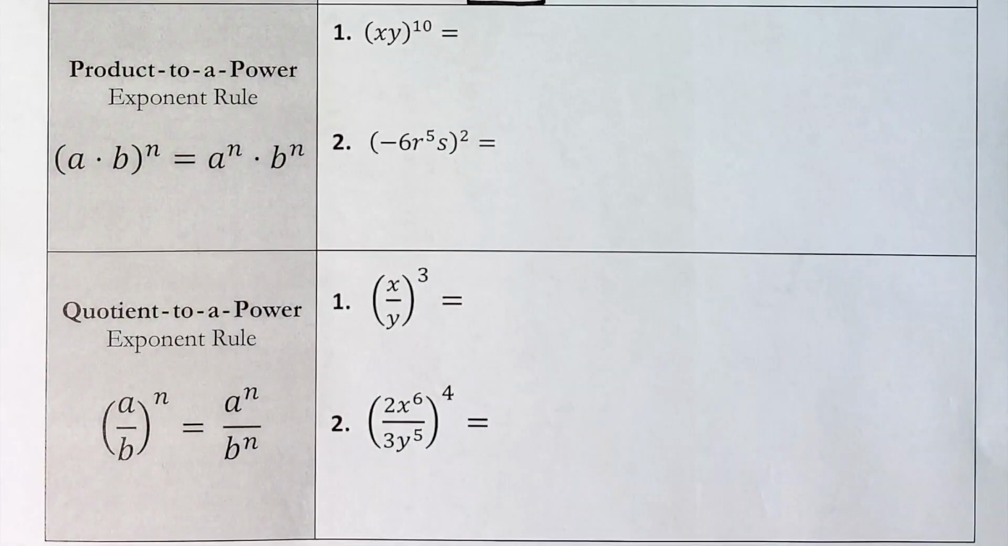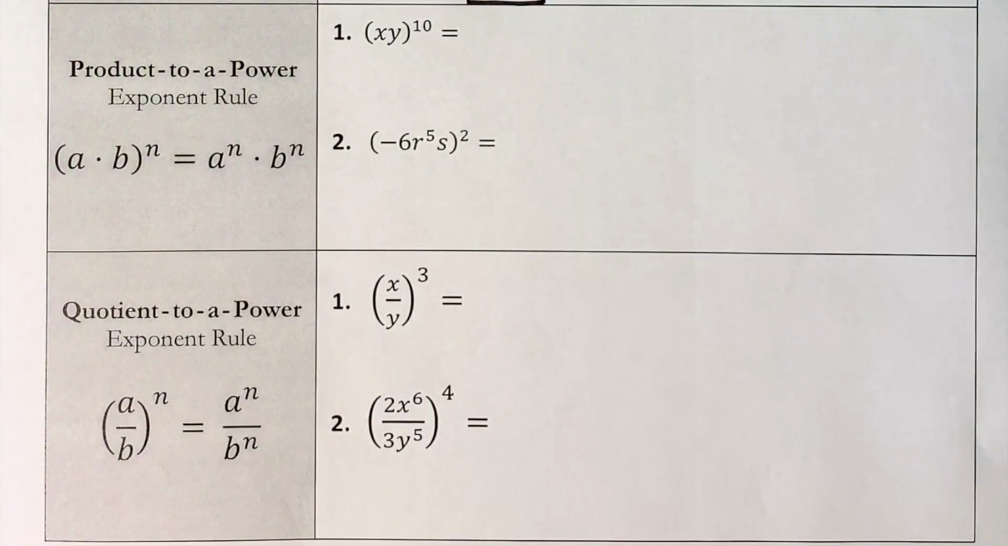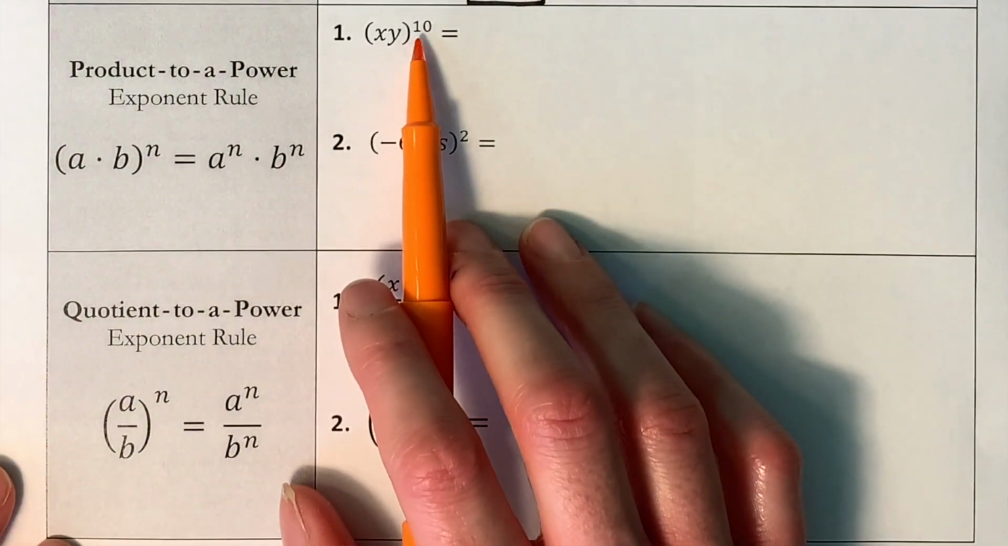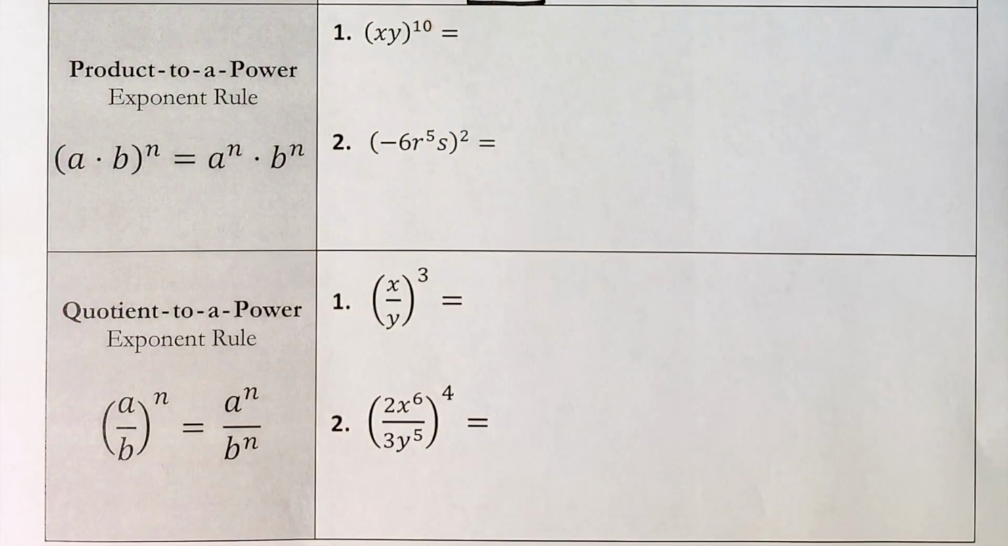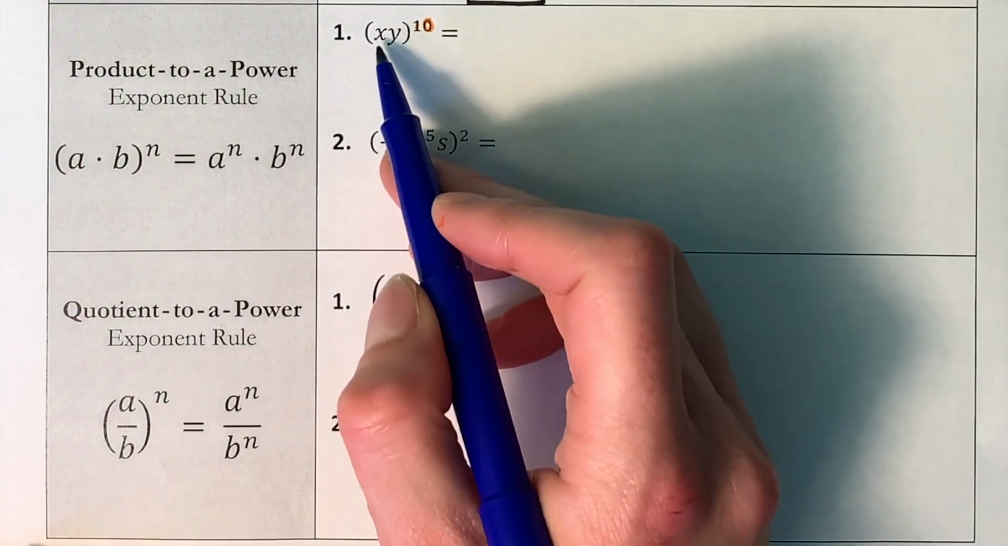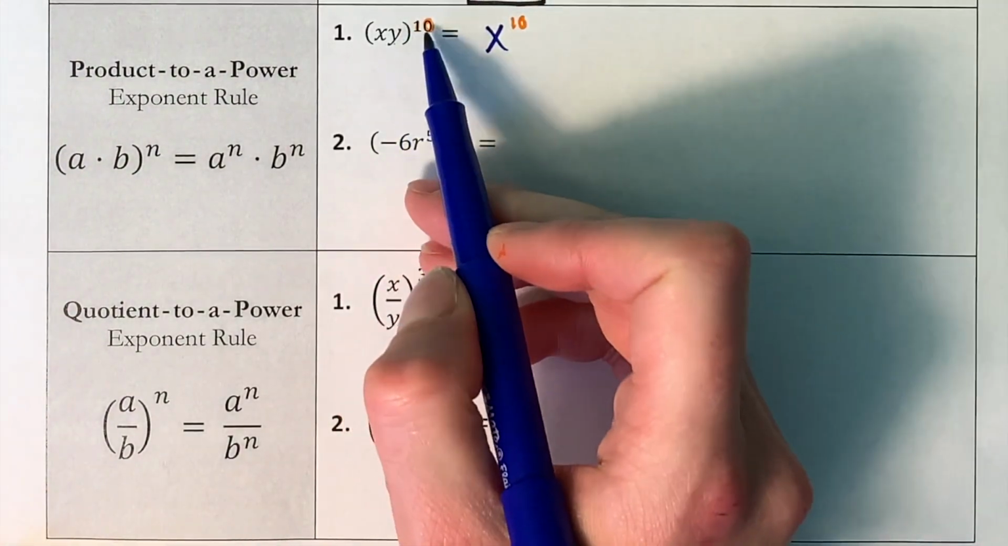Let's take a look at our last 2 laws of exponents. The product to a power rule says that when you have products being raised to an exponent, we can apply this exponent to each of the quantities being multiplied inside the parentheses. So we can rewrite this as x to the 10th times y to the 10th.